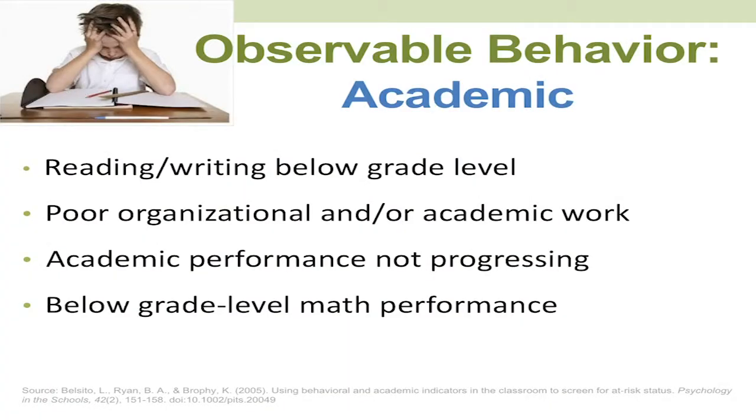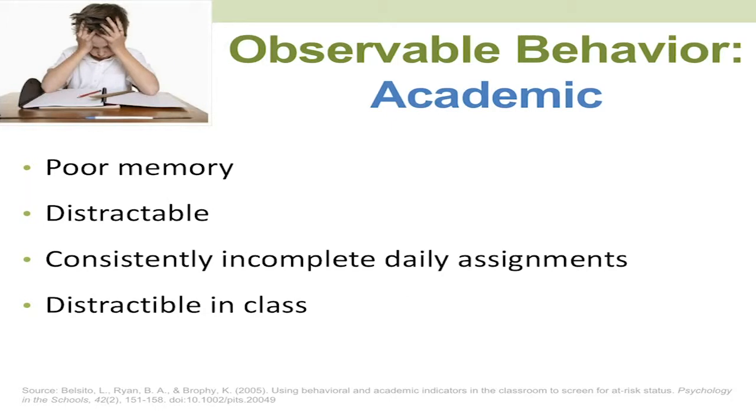Within the school setting, teachers are most likely to notice academic risk behaviors first. It's important to keep in mind that poor academic performance, poor memory, disorganization, incomplete work, or distractibility may be signs that a student needs a non-academic assessment and support from a mental health professional.